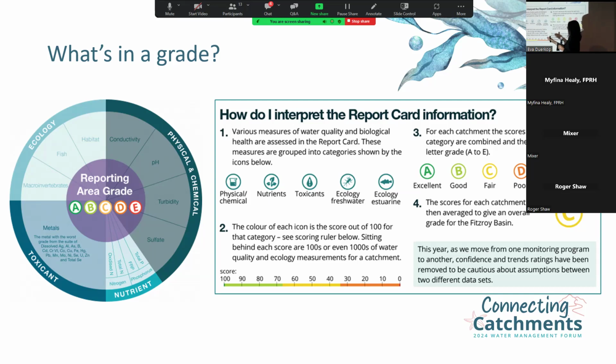So when we see the colors that fall across the reporting of the document, you've got the green A down to a red E. And in between, of course, you have the light green, the orange, and the dark orange. And this is how they look. So A is excellent, E is fail. It's just trying to adjust your eyes when you look at the report card. And we also have some confidence ratings.